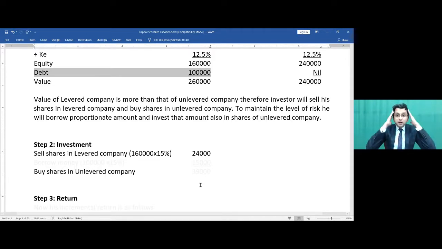So there is a debt burden on the head of shareholders of 1 lakh rupees. This guy is holding 15% shares in the company. So out of 1 lakh rupees, he is having a debt burden of 15,000 rupees.